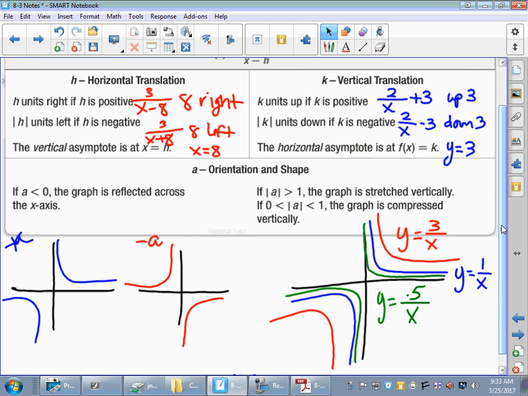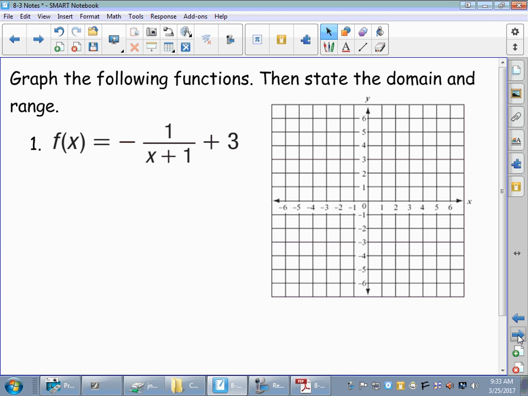Okay? So lots of the same things that we've done before. So we're going to graph 2, and then we'll go from there. So we're going to state the domain and range after we're done. And so looking at this negative here can actually be absorbed with this 1. So that's my A value. So my A value is negative.